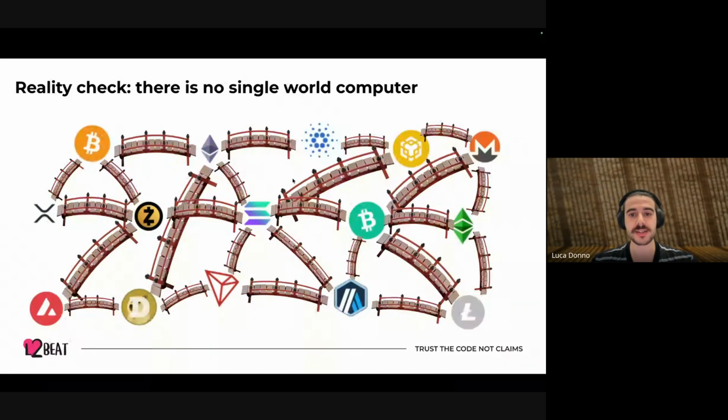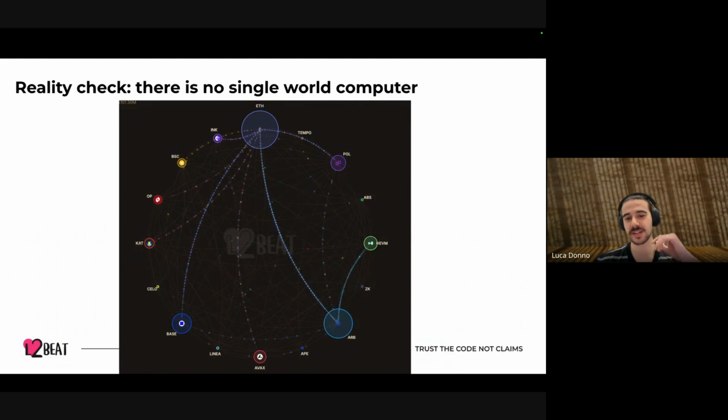And this has created a lot of bridges across all these ecosystems, right? Here I tried to picture these bridges, but in reality, there are even more. You can imagine a full graph, something like this. This is a visualization that we have internally at L2BEAT that shows every line as a connection, and there are these flows of value that move between chains.